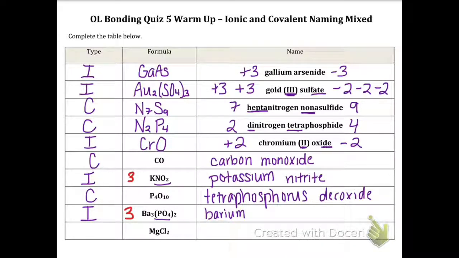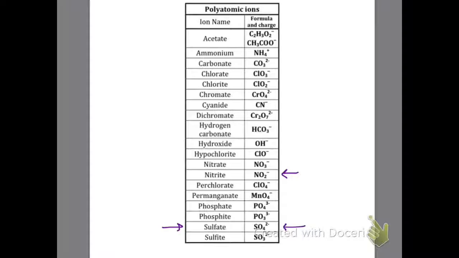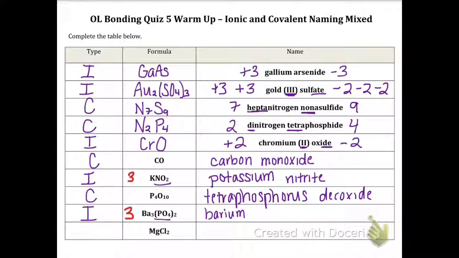Now it's time to look for this polyatomic, so look at your list. Where is PO4? It's right here. The name is phosphate. So we're going to write it exactly the way it's spelled. Phosphate. Perfect.